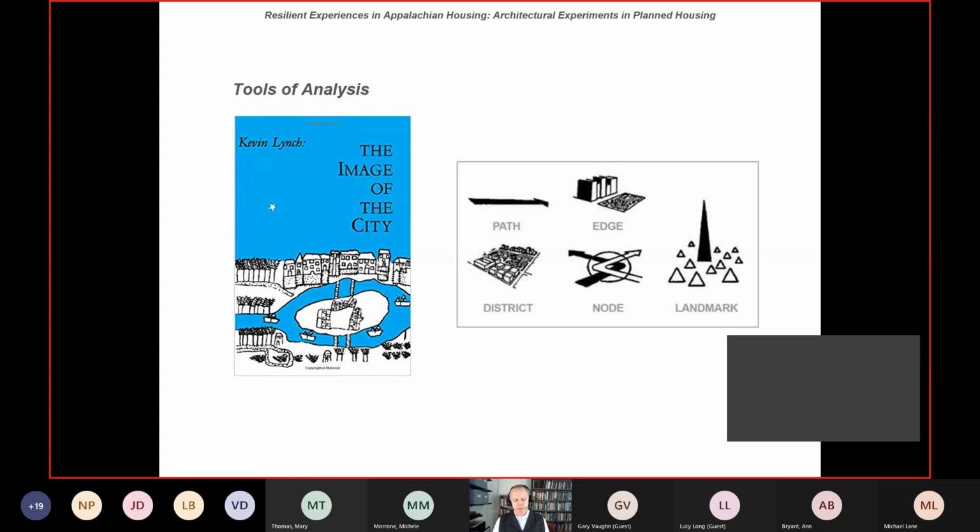So he enabled a whole generation of urban designers and architects and lay people to look at cities differently. He focused on these categories you see here of nodes, paths, districts, edges, and landmarks. You can probably think of any town or city you're familiar with that you could start to analyze in terms of these characteristics. And I want to adapt these techniques to look at these rural plan towns.